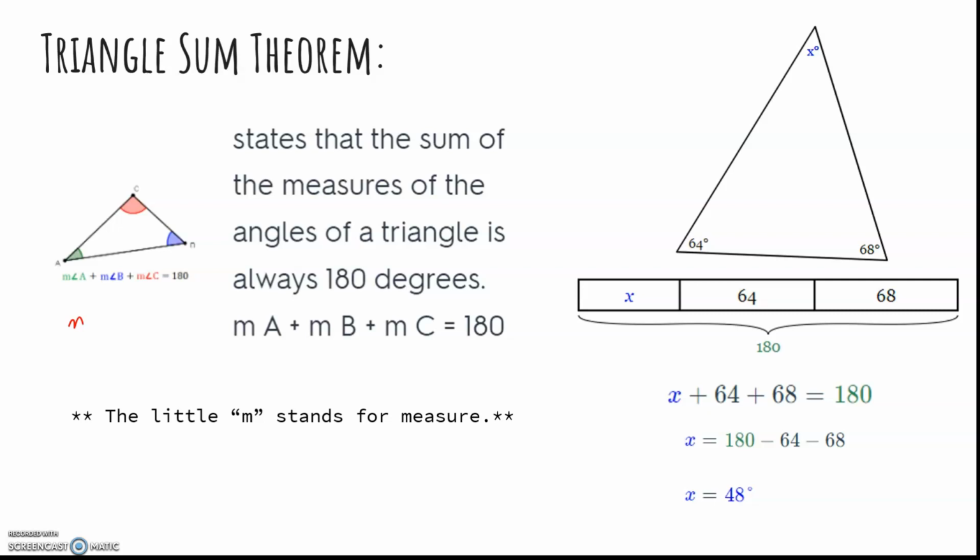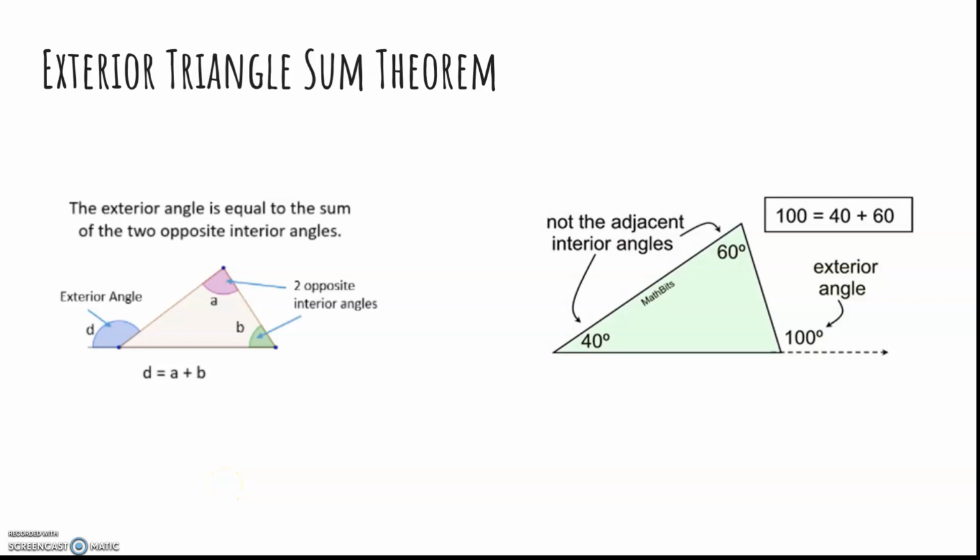We are given two angles, 64 degrees and 68 degrees, and we are not told what x is. But we can figure that out because we know that the sum of all 3 angles, x plus 64 plus 68, is 180. And that means that x is equal to 180 minus 64 minus 68, which gives us that x is 48 degrees, excuse me.